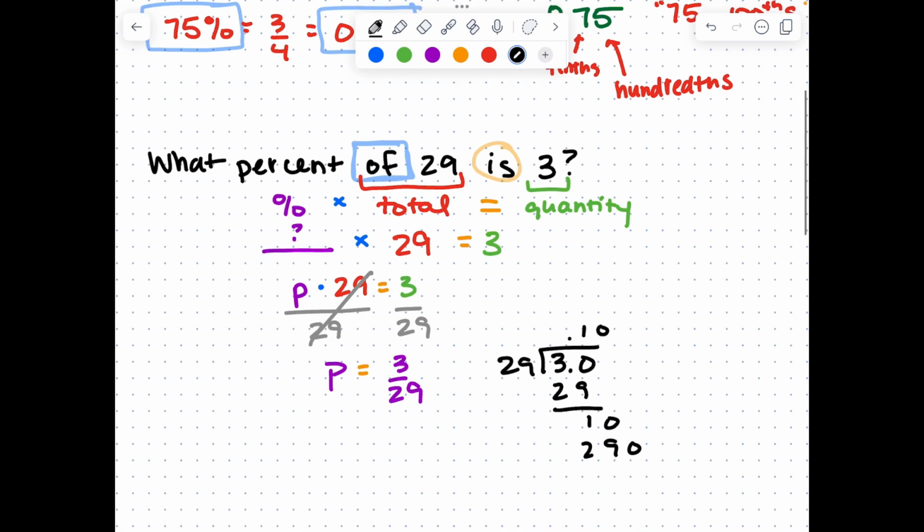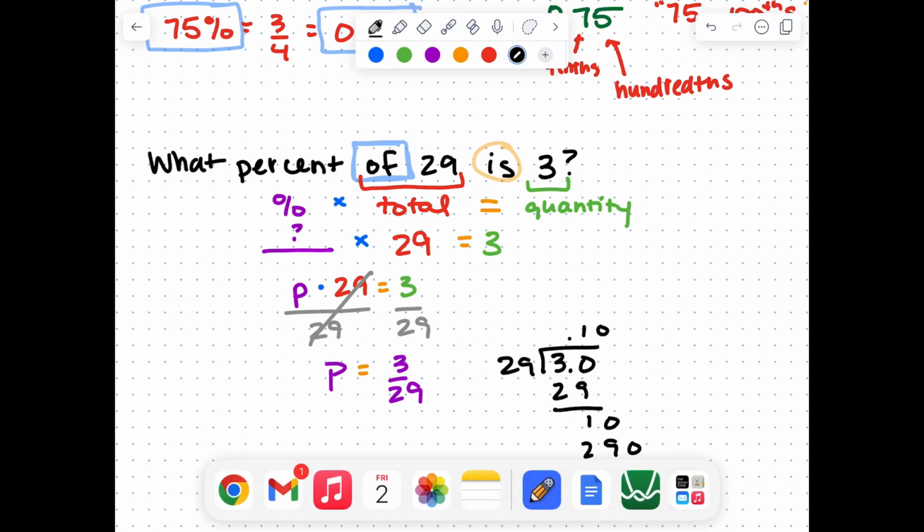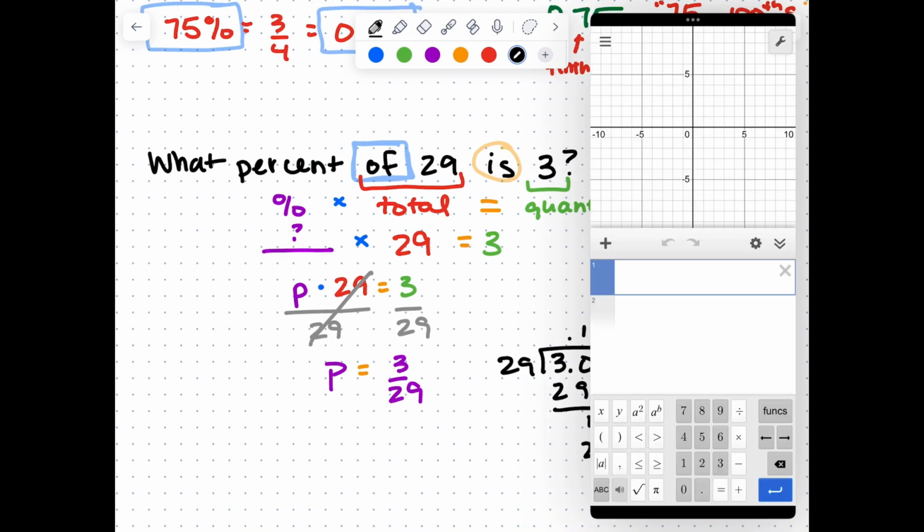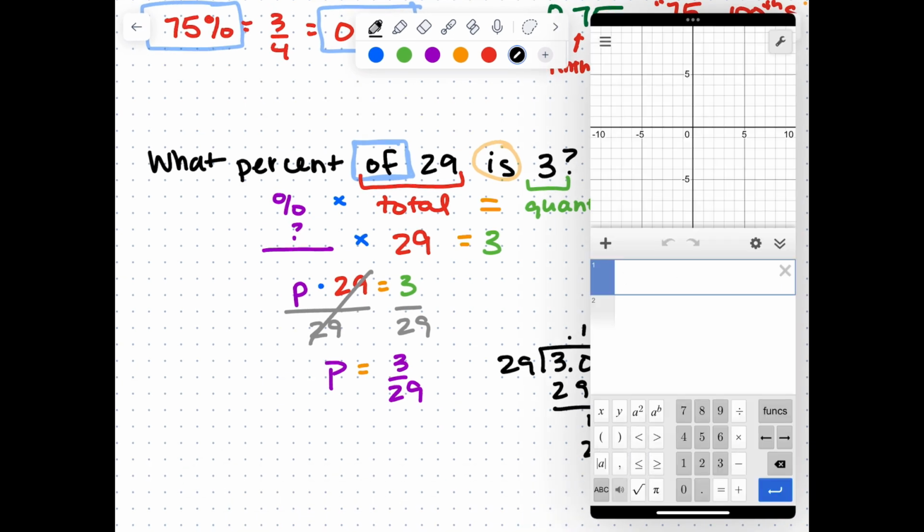I'm going to get a calculator. All right, this is my favorite calculator. It's actually the Desmos graphing calculator app for my iPad. The graphing calculator is way more than we need for this, but I just like to use it for all my things. So really, we're just going to do 3 divided by 29 and see what it tells us.